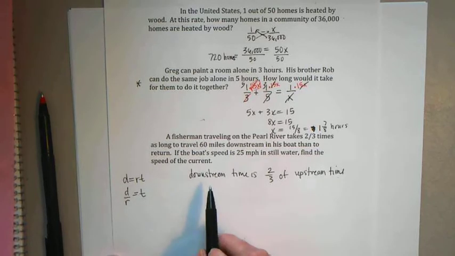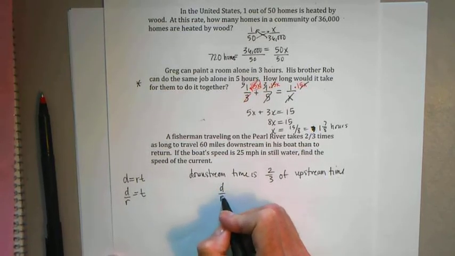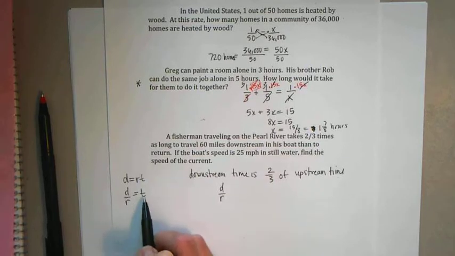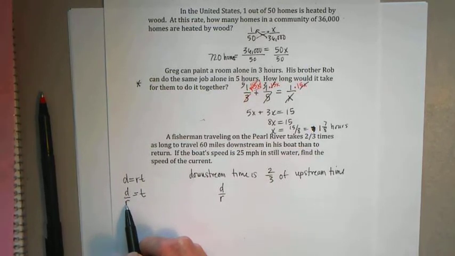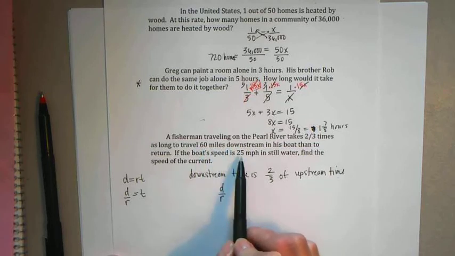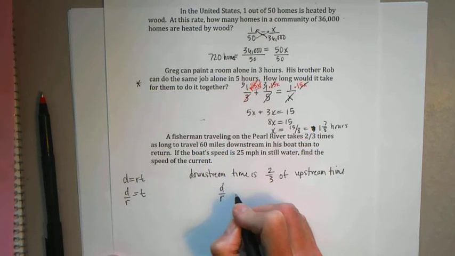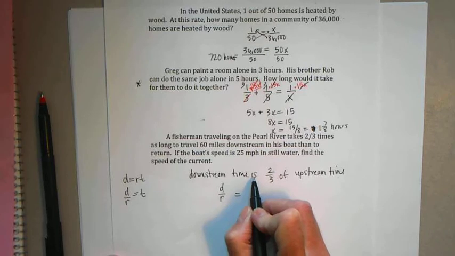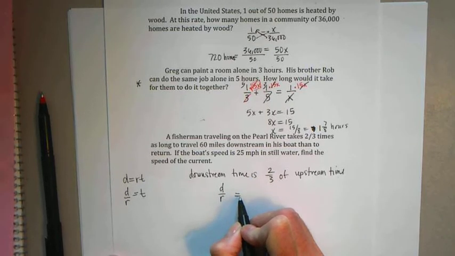So I've got a distance over a rate, my downstream time, because that's what time equals, right? It equals a distance over a rate. And they don't give us any hours here. They just give us distances and rates. And then we know it is. We know that in math, is means equals.